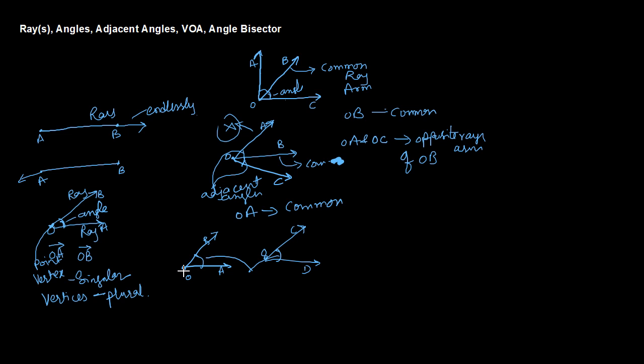Some of the conditions of adjacent angles are, they have to have a common vertex, one originating point. They have a common arm. Which is the common arm here? Here OB is the common arm. So there is a common arm, and the other arms are on opposite sides of the common arm. Just as I explained, OC and OA are on opposite sides of the common arm.